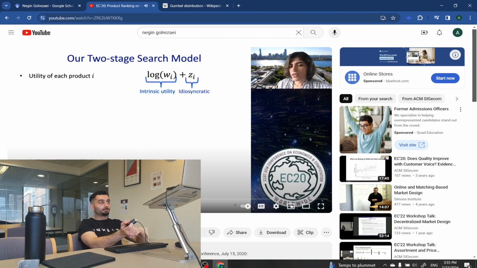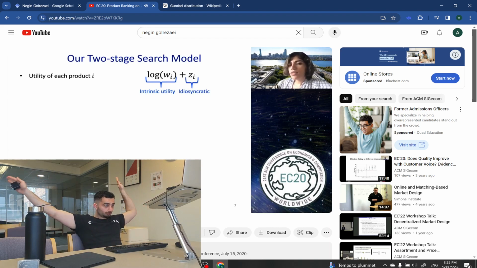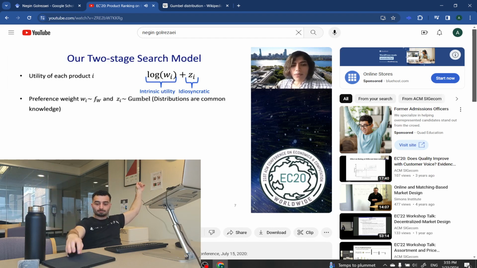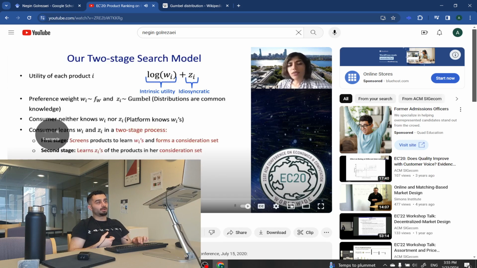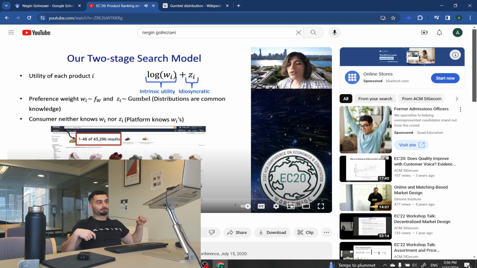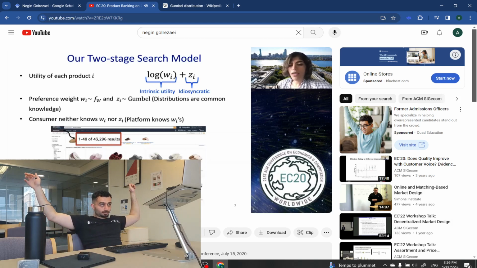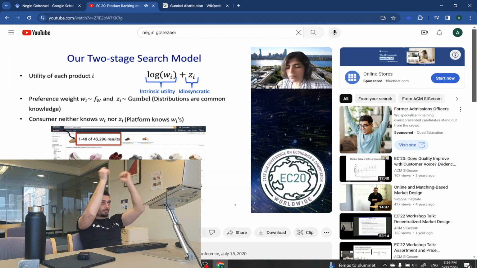The second term is the idiosyncratic part of the utility that is different across consumers, and we put it there to capture the idiosyncratic taste of different consumers. So WI, or these preference weights, are drawn from some distribution. The platform can access such information by analyzing data. What is WI? You gave us an example. What is WI? What is ZI?